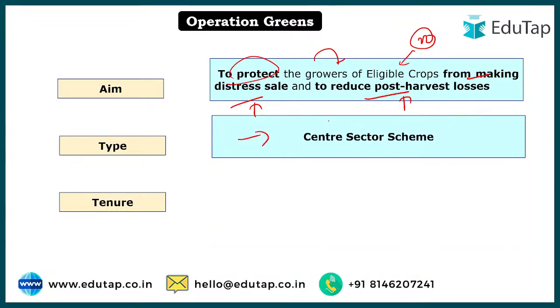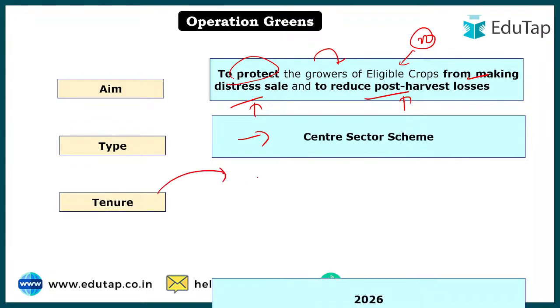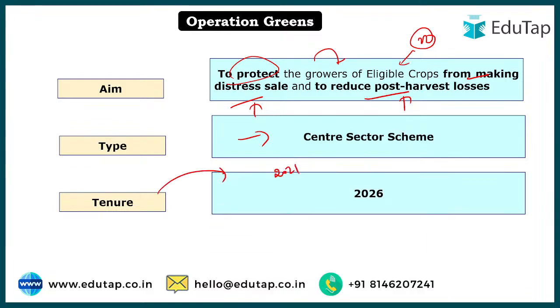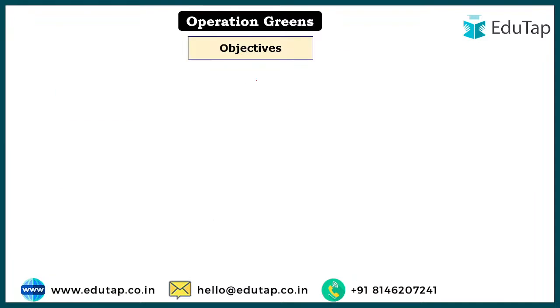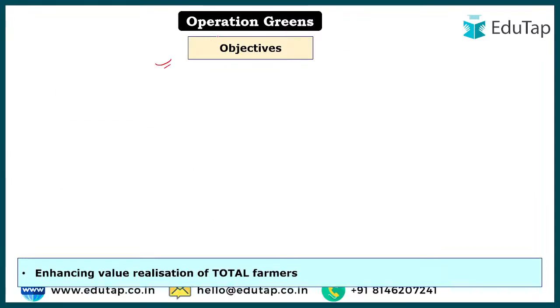Type: it is a sector scheme. It means it is fully funded by the central government, and as for the tenure, in 2021 it was again extended till 2026. However, the launch year will remain the same, that is 2018. Initially it was till 2021, but then it was realized we still need some more improvement under this, so that is why it was further extended till 2026.